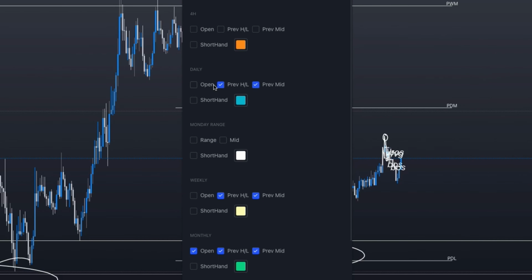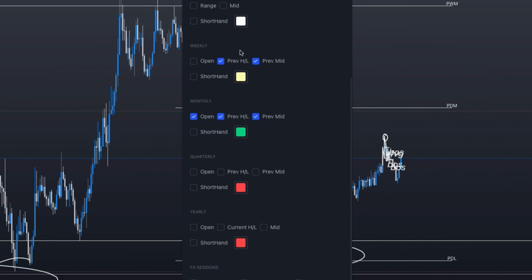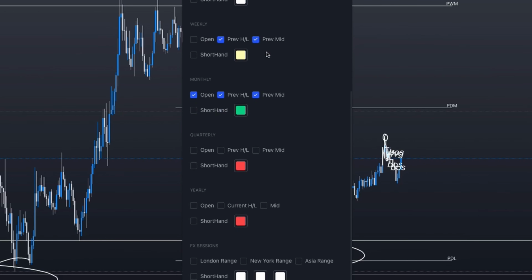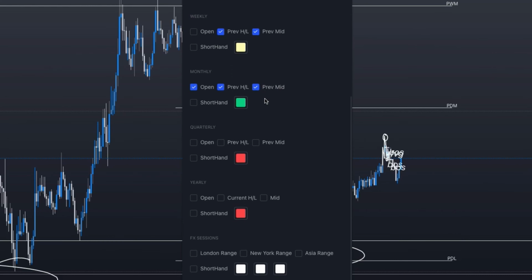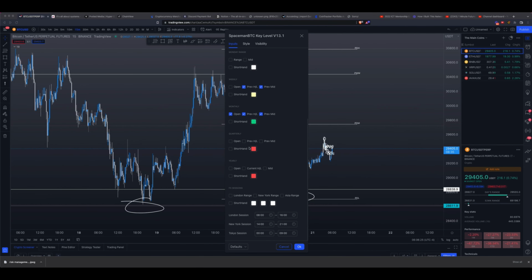Currently I have daily, previous high low, previous mid range. I don't have the daily open by default. So if you literally want to copy my settings, this is how you would do it. Weekly, previous high low, previous mid. Monthly, open, previous high low, previous mid, and actually that's it.